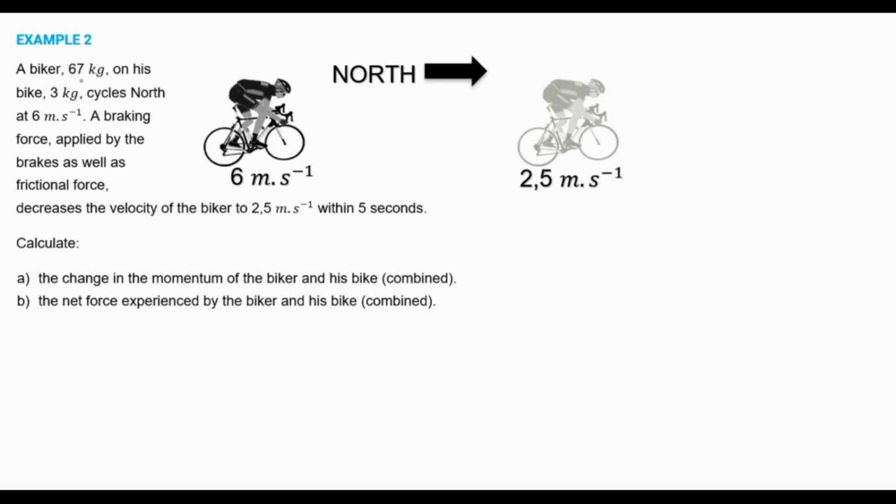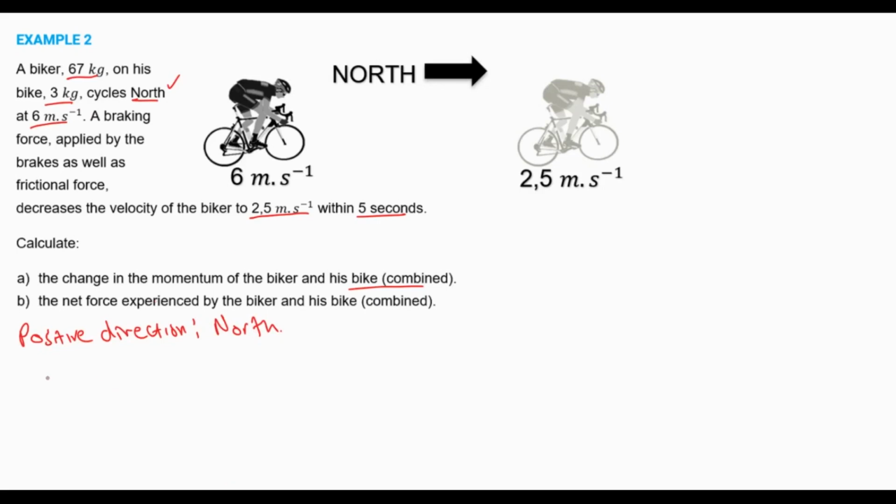A biker, 67 kilograms, on his bike, which is 3 kilograms, cycles north at 6 meters per second. A braking force applied by the brakes as well as the frictional force decreases the velocity of the biker to 2.5 meters per second within 5 seconds. Alright, calculate the change in momentum of the biker and his bike combined. Let's choose our positive direction. So positive direction, let's say north.